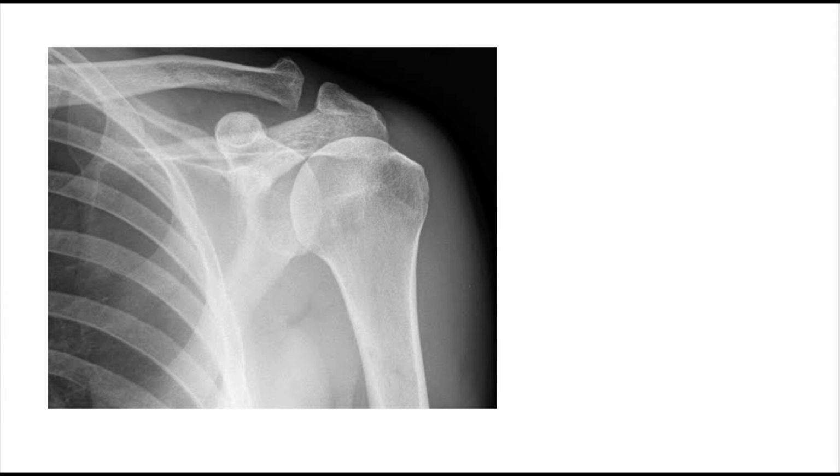The joint space is filled with articular cartilage, but the articular cartilage is radiolucent, hence it is seen as a black shadow. The bones are radio-opaque, so they are seen as proper white shadows.